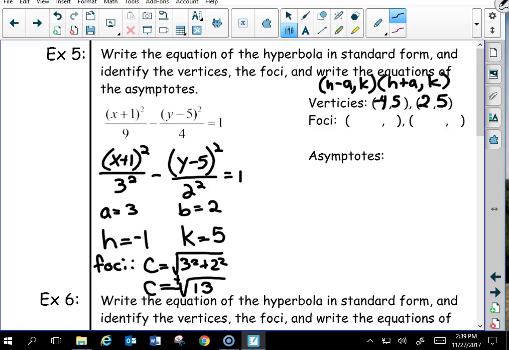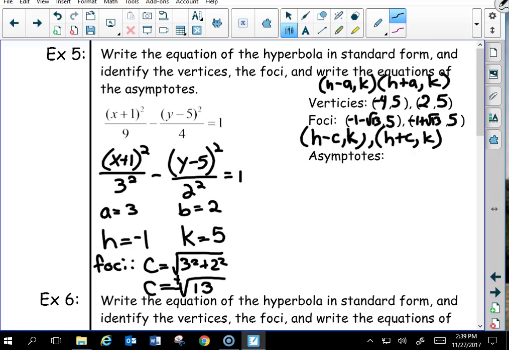All right, the foci are at (h − c, k) and (h + c, k). h is -1, c is the square root of 13, so we have -1 minus the square root of 13, and that is also at k equals 5, and -1 plus the square root of 13 at 5.